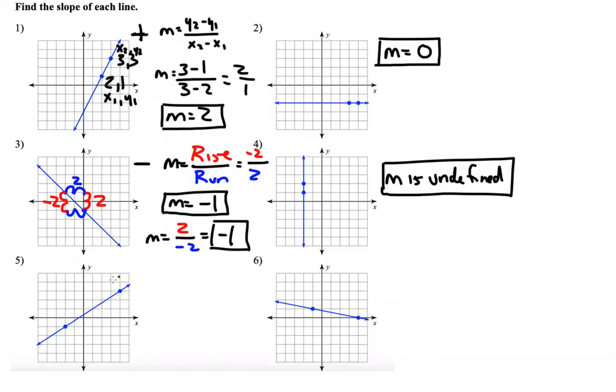Okay, problem number 5. Before I even start, I know I'm going up to the right, so it must be positive. So if I don't get a positive number, I must have done something wrong here. And once again, we'll just say that m equals rise over run.